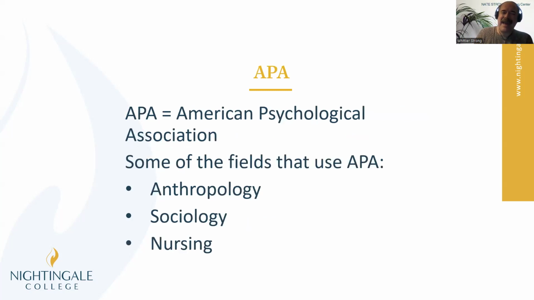Conversely, APA stands for the American Psychological Association. No surprise that they use this in psychology, but some other fields that use it: anthropology, sociology, and of course, nursing. And that's why we're so into APA about here. When you're looking into the resources that you use for your papers, you'll discover, oh, all of these references and citations in these articles are in APA, and this is why. It's the standard for your field.